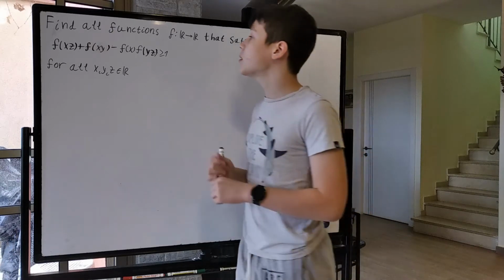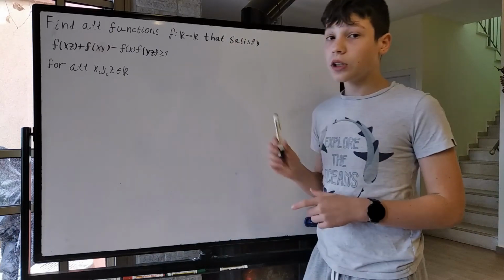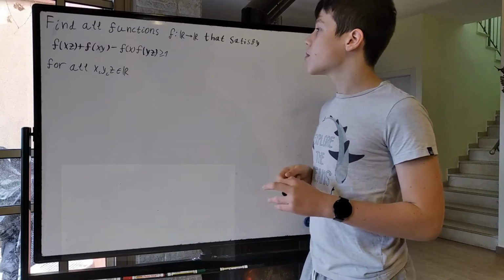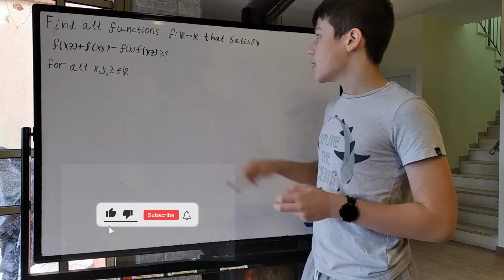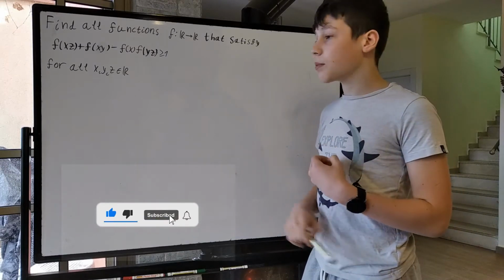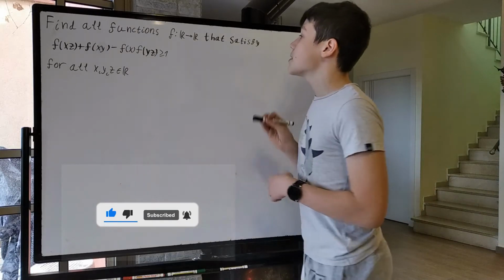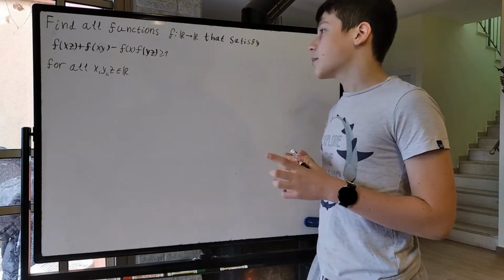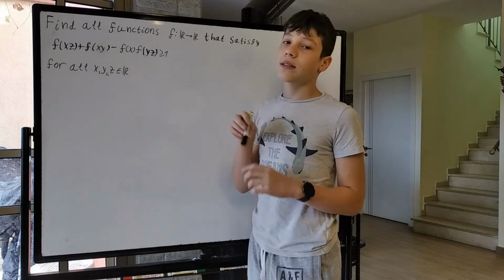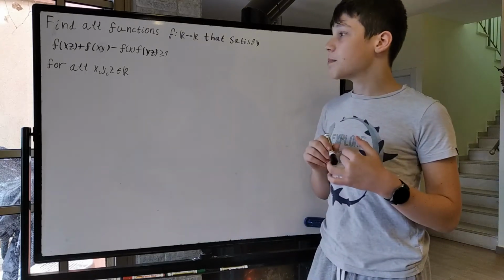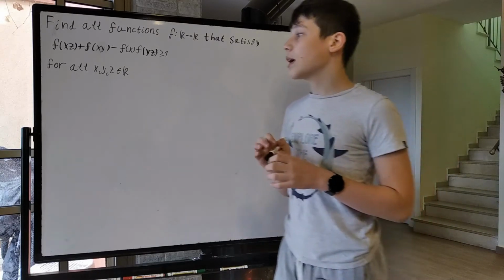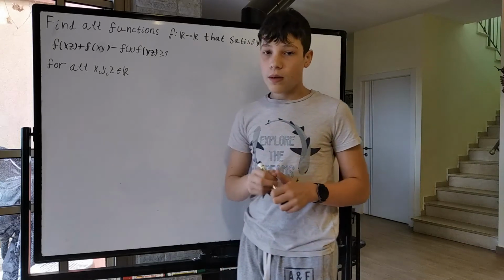Welcome to this video. Today we're going to look at this functional problem. We need to find all functions that go from the real numbers to the real numbers that satisfy f of xz plus f of xy minus f of x times f of yz is bigger than or equal to 1 for all x, y, and z that are real numbers.